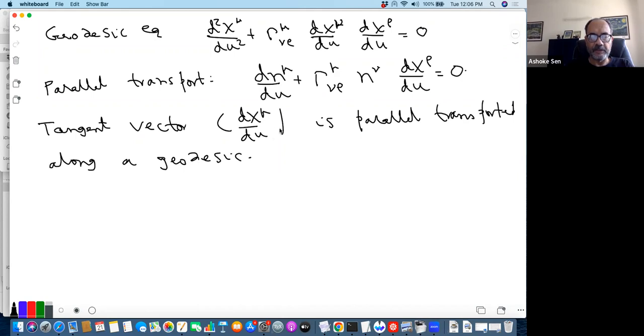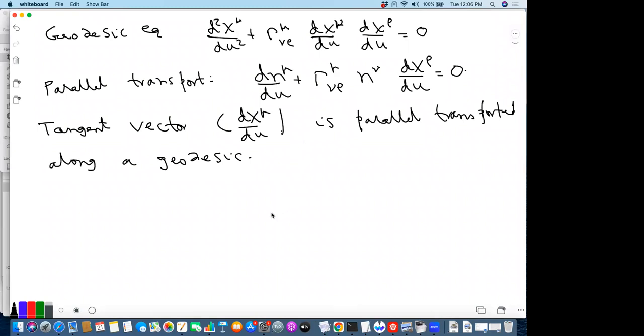But other than this observation, these two are quite different things, right? Because this is telling us how a particle trajectory looks like, and this is telling us that if you start with an arbitrary vector n^μ and parallel transport it along a curve, this curve need not even be a geodesic, how it evolves as you move along the curve. Is this clear? Yes, it is clear.